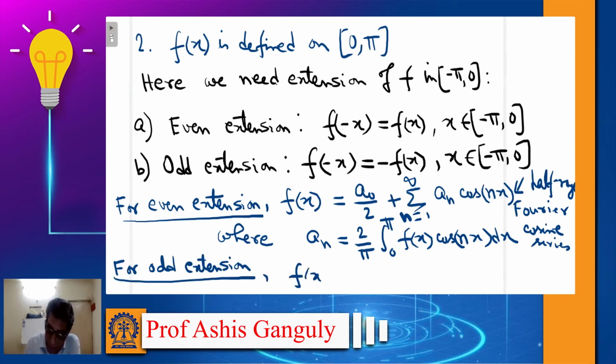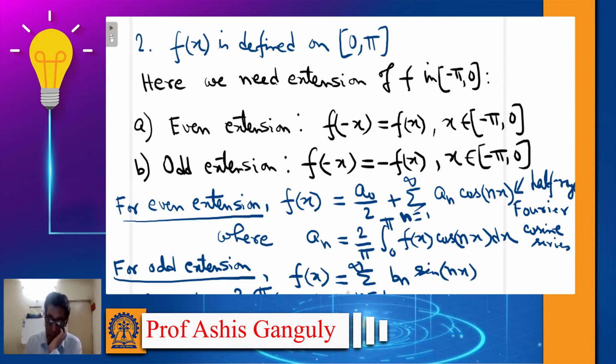you will have f(x) equal to summation n equal to 1 to infinity bn sin nx, where bn equal to, this time, 2 by pi integral 0 to pi f(x) sin nx dx. Okay, this is one special case.